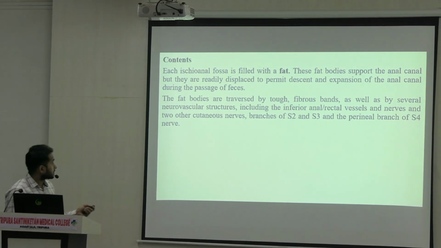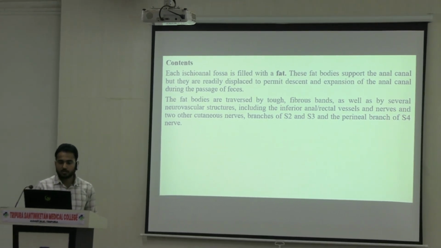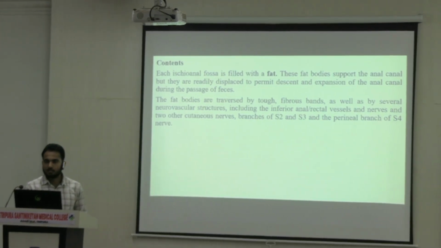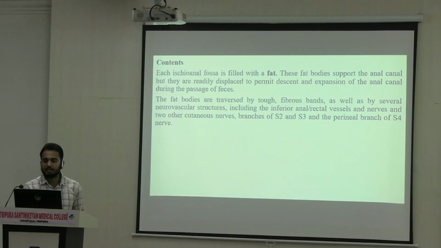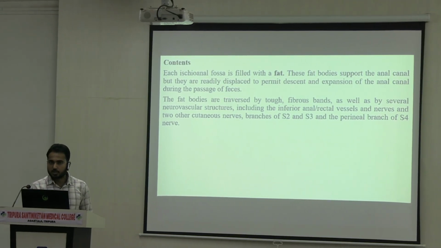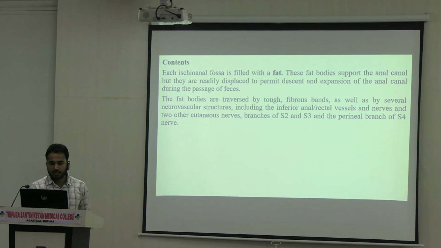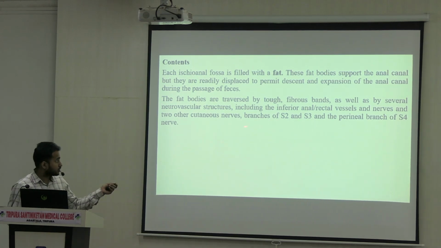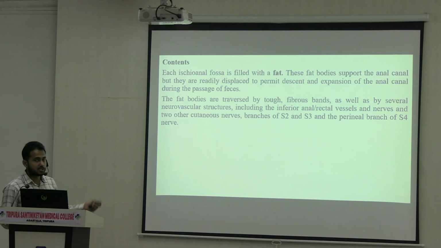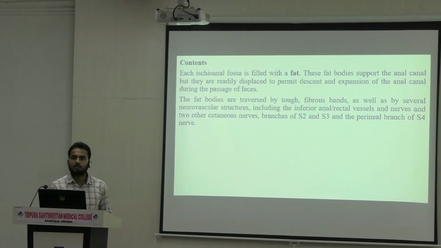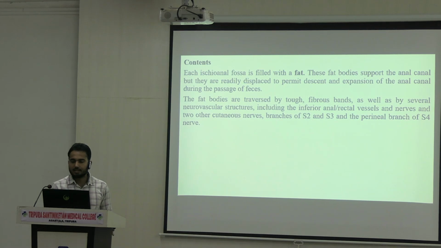Now, what is the content of the ischioanal fossa? As I said, mainly it is filled by fat. The fat bodies are traversed by fibrous bands as well as several neurovascular structures. Among them, we have the anal and rectal vessels, and cutaneous nerves, mainly the branches of S2, S3 and the perineal branch of the S4 nerve. These are the main nerves passing through the ischioanal fossa, and along with that, anal and rectal vessels are also present.